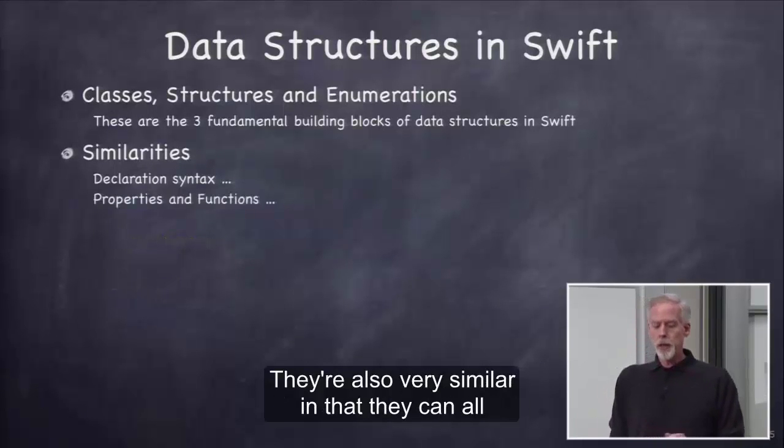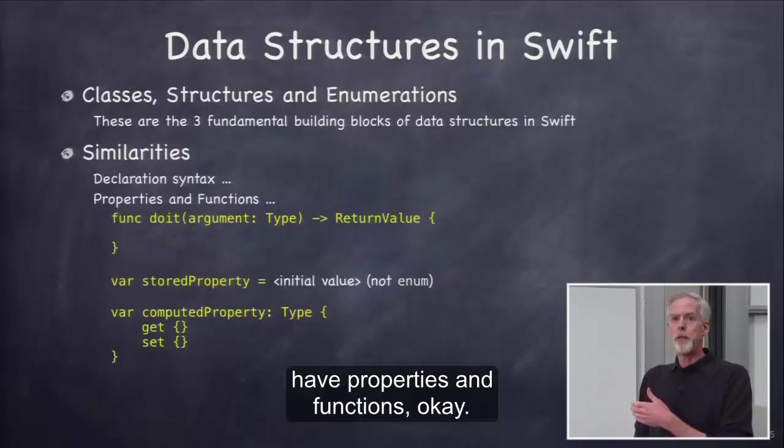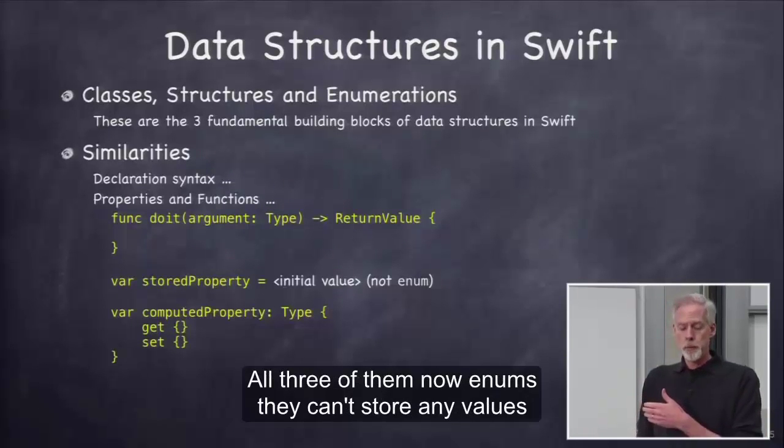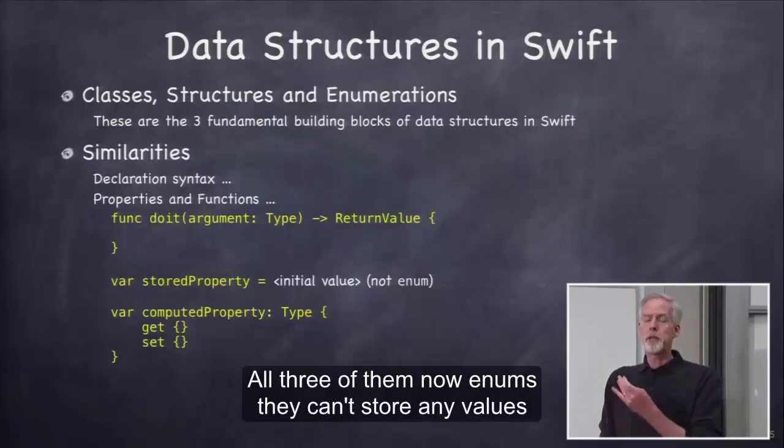They're also very similar in that they can all have properties and functions. All three of them. Now enums, their properties can't store any values.